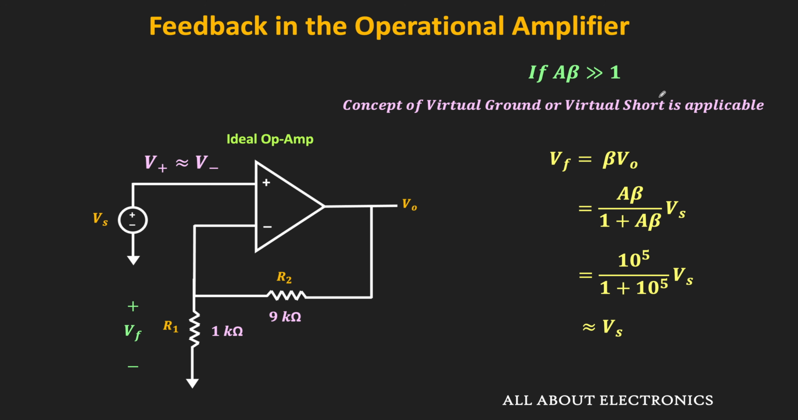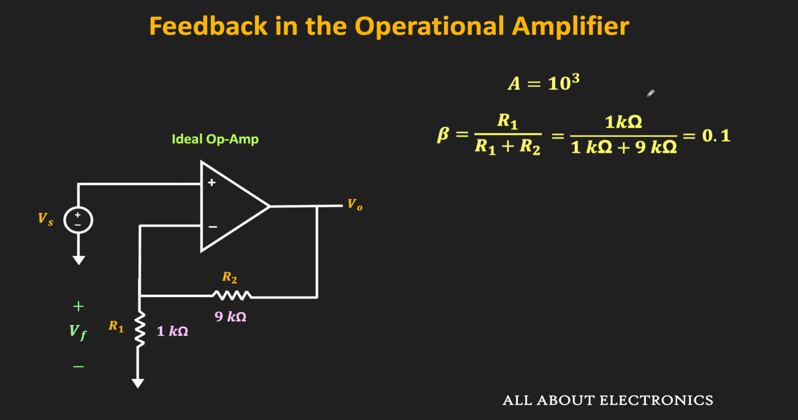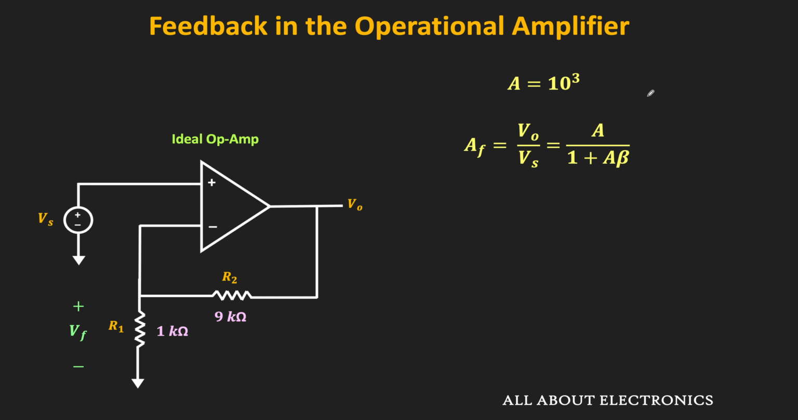So let us see what happens when this Aβ is not that large. Let's say now the open loop gain of the op-amp is equal to 10 to the power 3. And here the feedback factor is still the same. That means the value of R2 is equal to 9 kilo ohm, while the value of R1 is equal to 1 kilo ohm. So in this case, this loop gain Aβ will be equal to 100. Now if you see the closed loop gain of the op-amp, that is equal to A divided by 1 plus Aβ, and that is equal to 10 to the power 3 divided by 1 plus 100, and that is equal to 9.9.